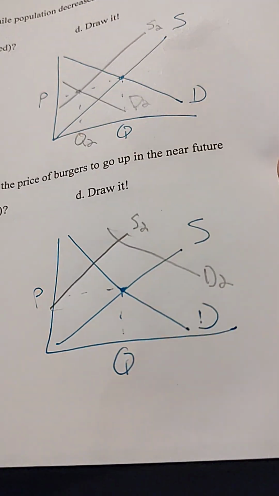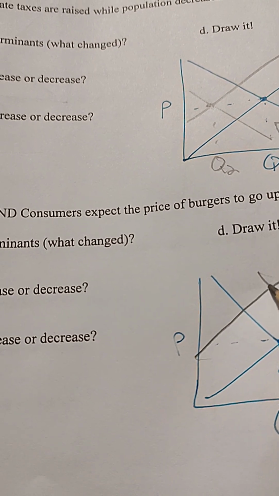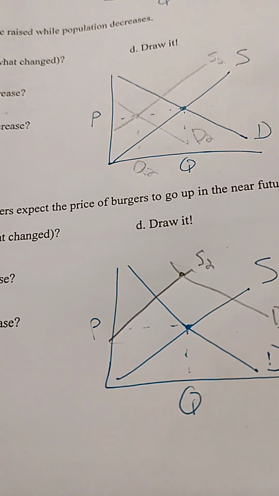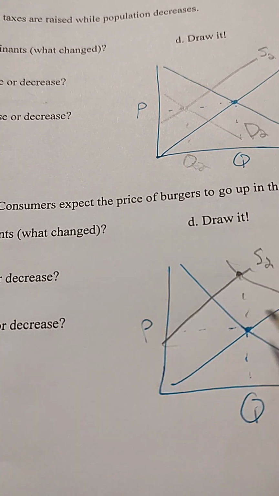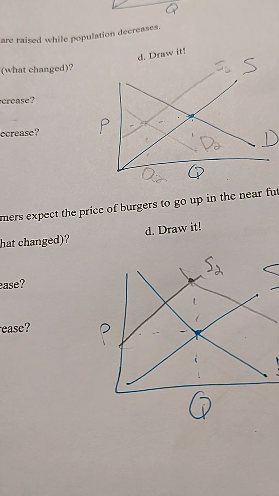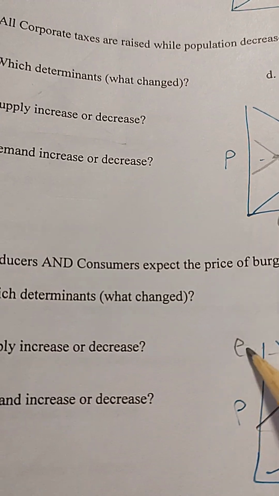Forgive my crooked line here. Sorry, that's a weird looking curve, but you get the concept. S2 and D2, that's my new equilibrium. Well, this one is going to be just like number 7. We're going to look at that and go, yeah, the quantity, that's pretty ambiguous, but the price is increased.